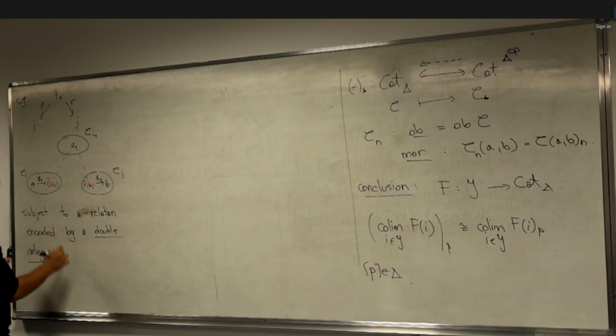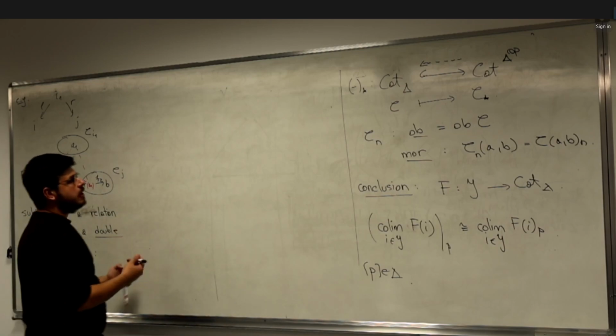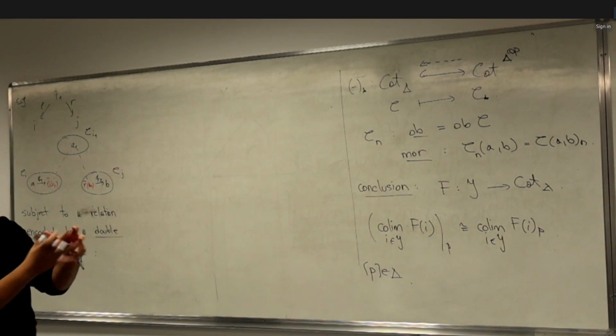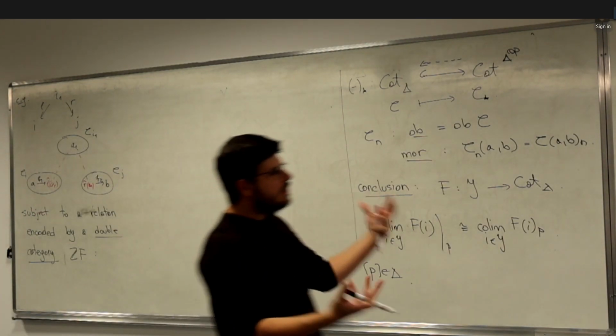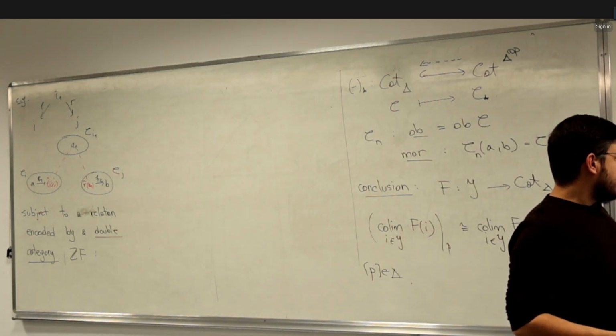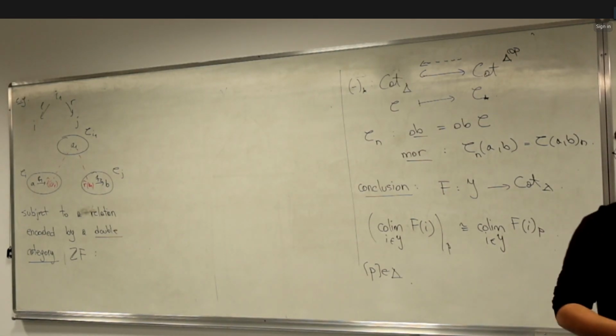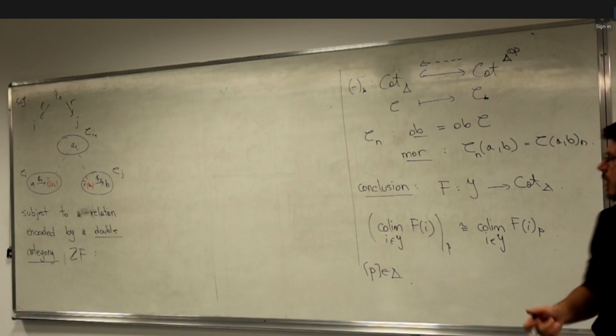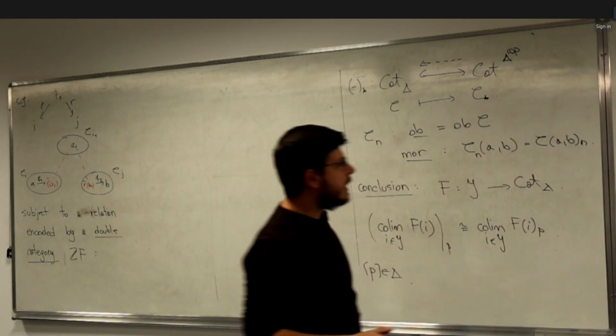Okay. So I've denoted this double category ZF. I define this pretty explicitly in the paper. So there is this double category, and the cells in that double category give the correct relations between such pieces of data. Right. So I apologize if I didn't actually get to that.